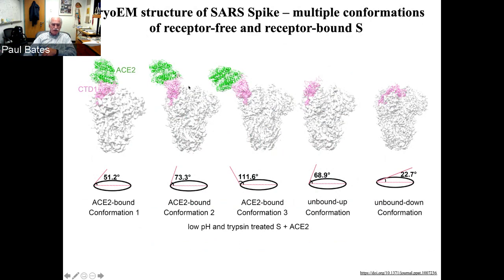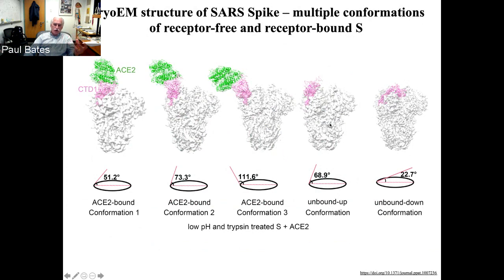So this is the spike. This is a soluble form of the spike that is imaged by cryo-EM. And you can see that in this paper, they saw 5 different conformers of the spike. Starting on the left, this would be a conformer that is not bound to ACE2 and in what we would call a closed conformation or a down conformation. You can't really see because they didn't color in this cryo-EM, but there are 3 identical subunits here.